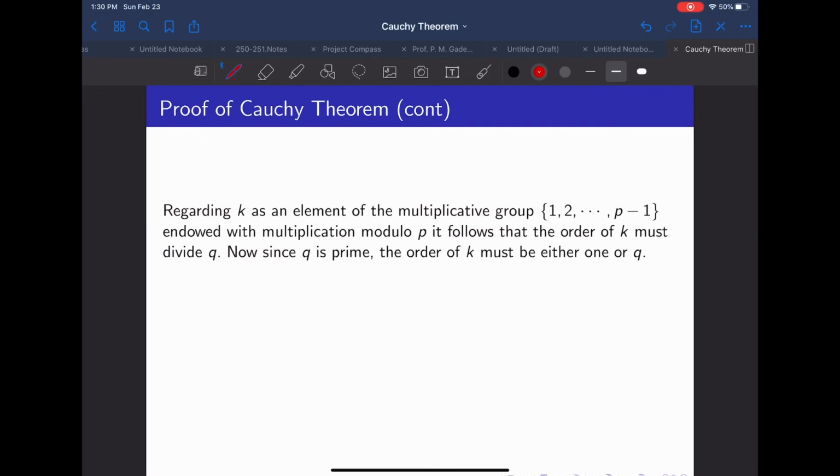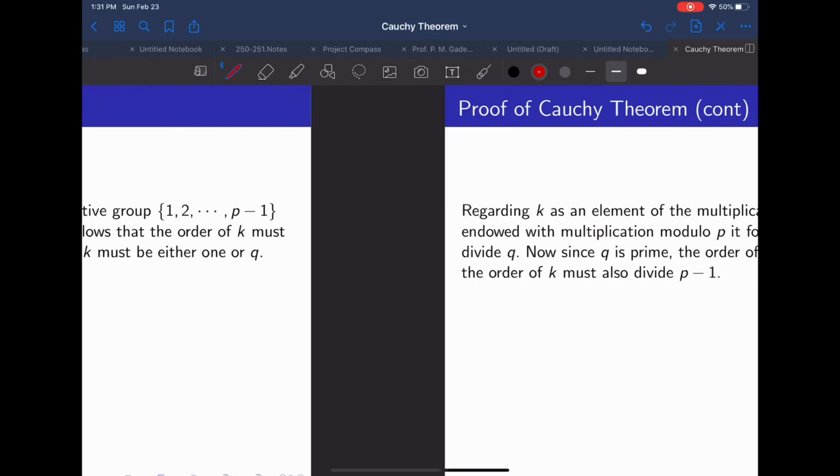Now, since q is prime, the order of k must be either 1 or q. Why? Because the order of k has to divide q, and q is prime, which means that either the order of k is 1 or the order of k is equal to q. That's all that this is saying here.